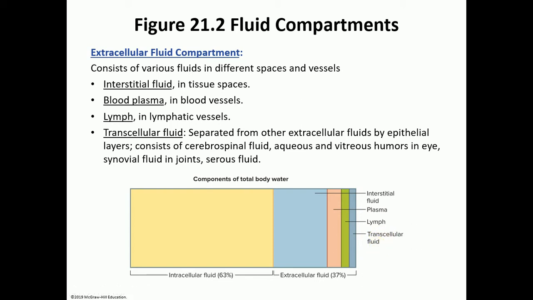Transcellular fluid would be different parts of the body that have fluid and are surrounded by an epithelial sac. For example, the synovial fluid, which is the joint fluid found inside of our joints, or the fluid found in the eye, like the vitreous humor or the aqueous humor, or the CSF. Okay, so all of these different fluids that are contained in smaller compartments, all of them collectively are known as transcellular fluid.